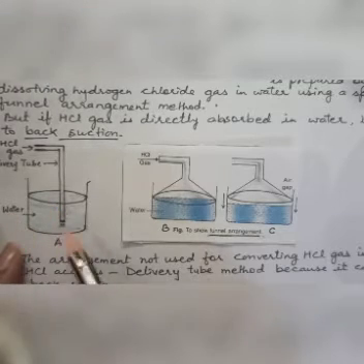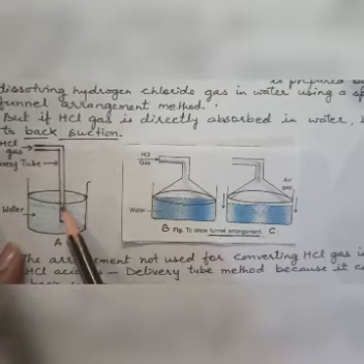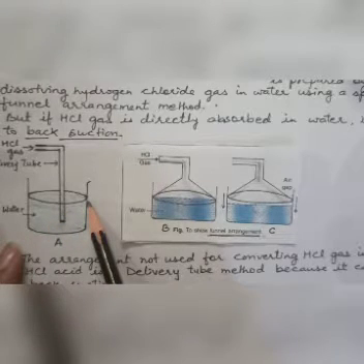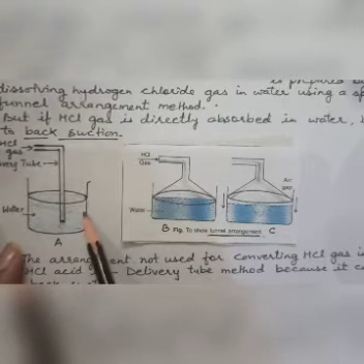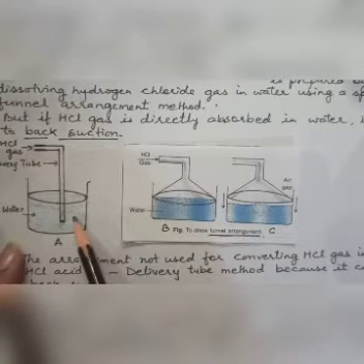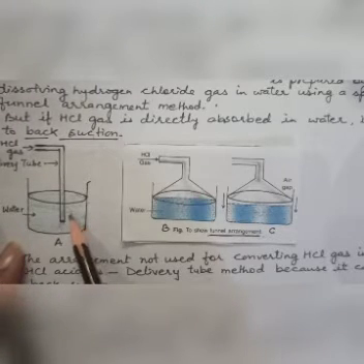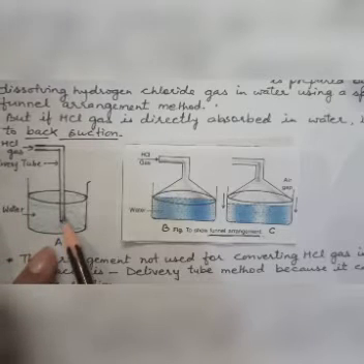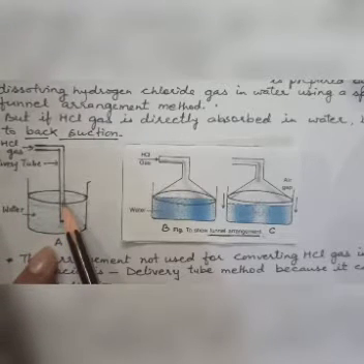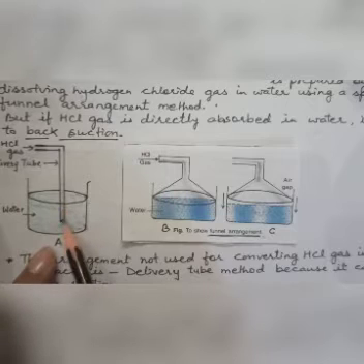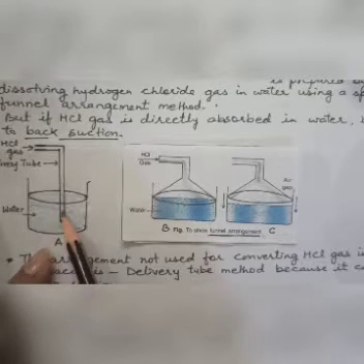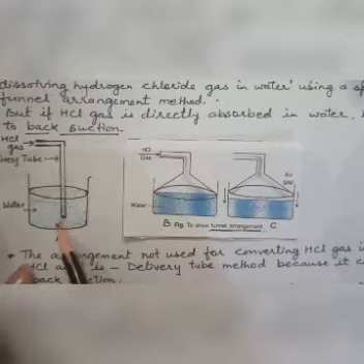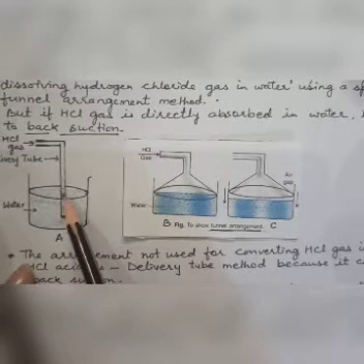The pressure inside this delivery tube falls down, and the air from outside exerts pressure on the water in the beaker, and hence forces water to move into the delivery tube, and this is called what? Back suction. Now, due to this back suction, what happens? The water enters into the delivery tube and breaks it.